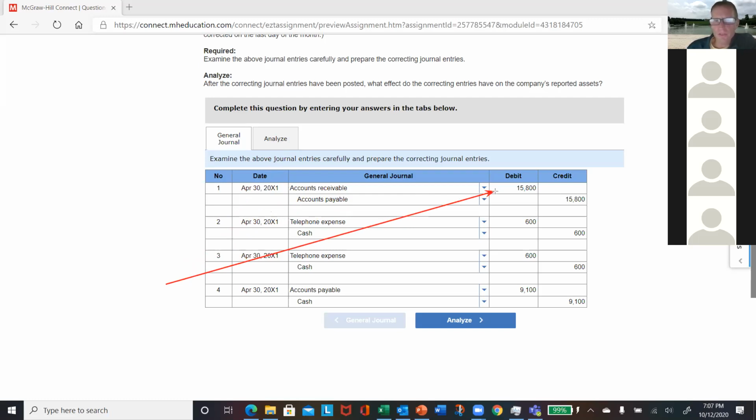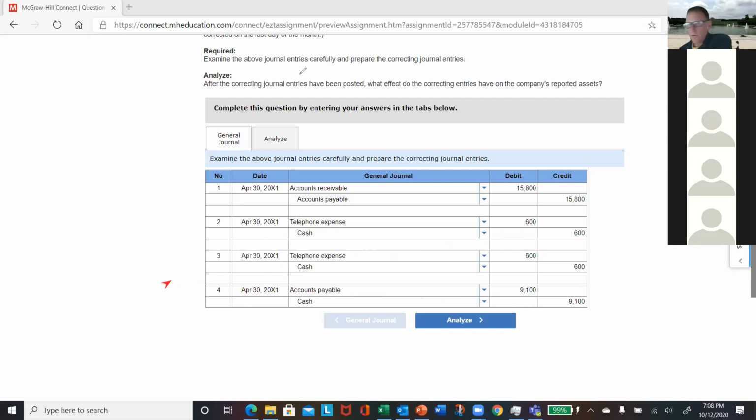Now, again, that's just part of the answer, because when we look at these two, you've got telephone expense twice. That's not an asset, that's an expense account. And then we've got cash. You've got cash, which is an asset, that was credited for $600 and $600. They did that twice. So your total cash, which is an asset, just on these 2 entries, would have decreased by $1,200. And then on this last one, you've got accounts payable, which is a liability, and then cash, which again is an asset, and that got credited by $9,100.